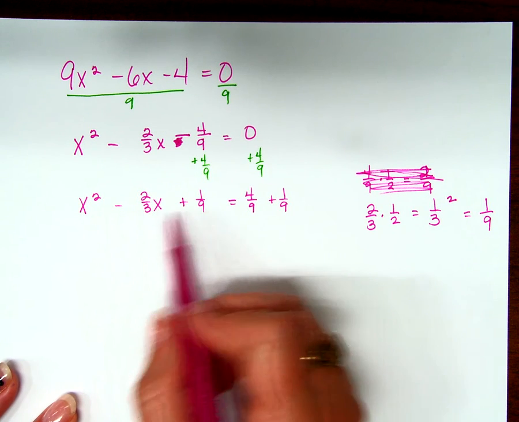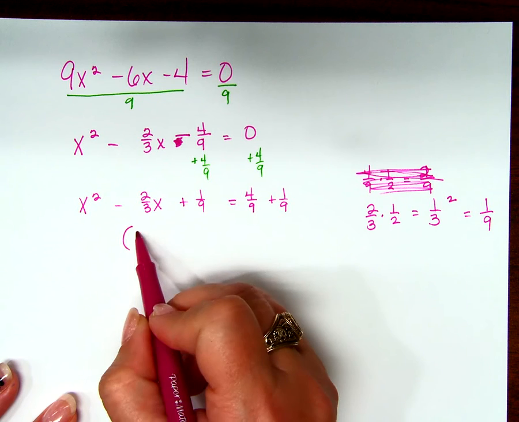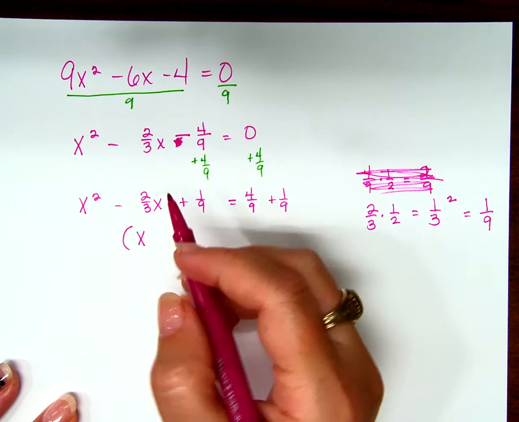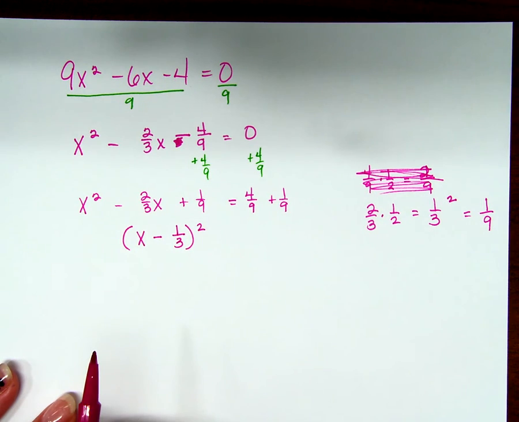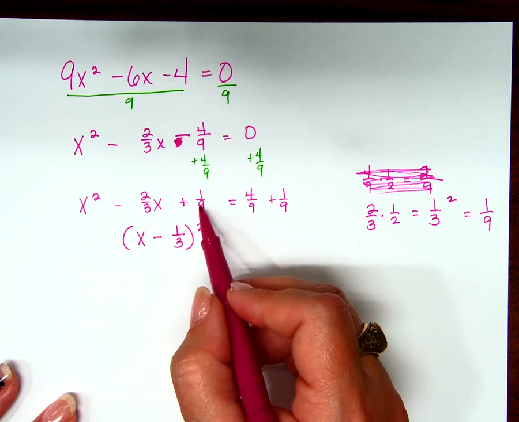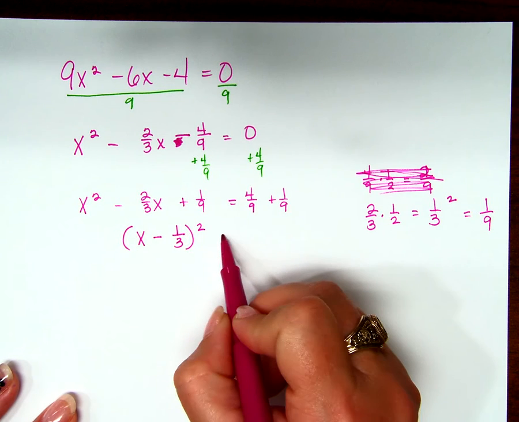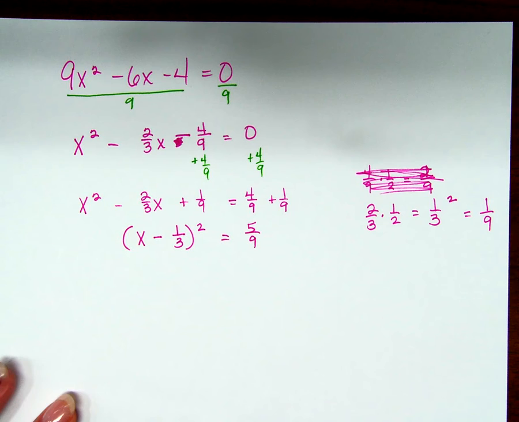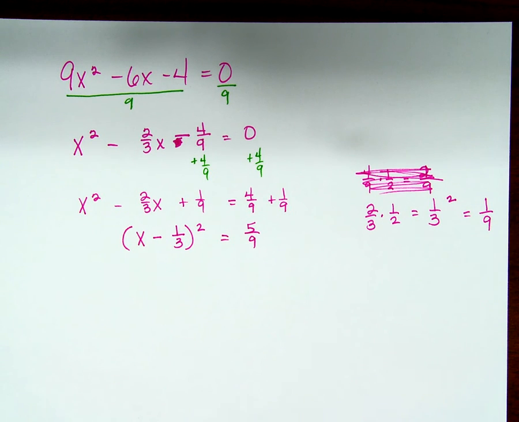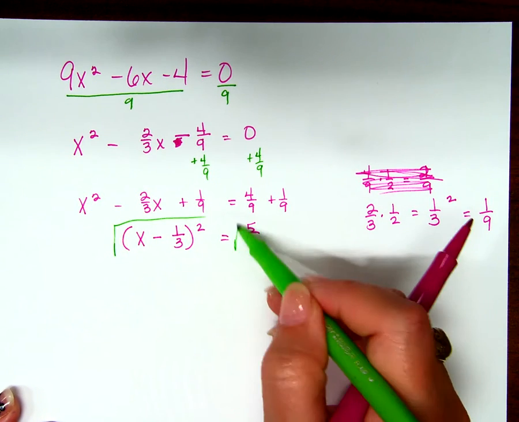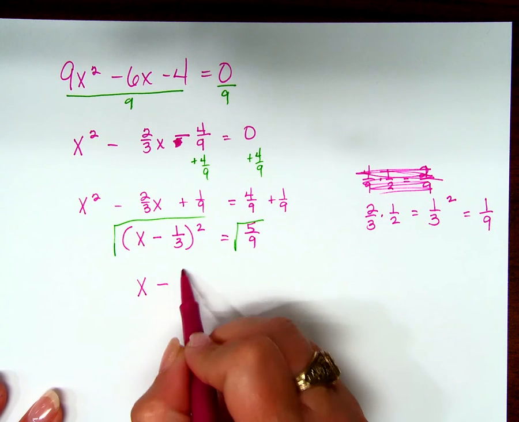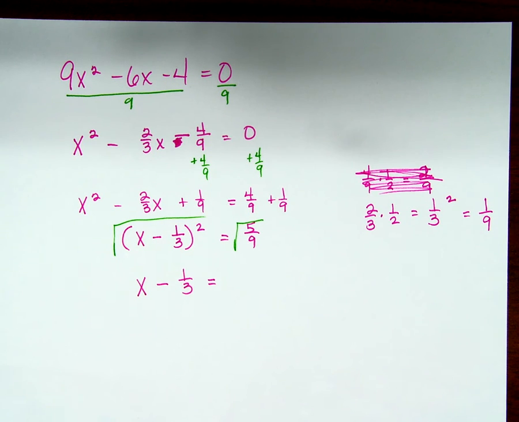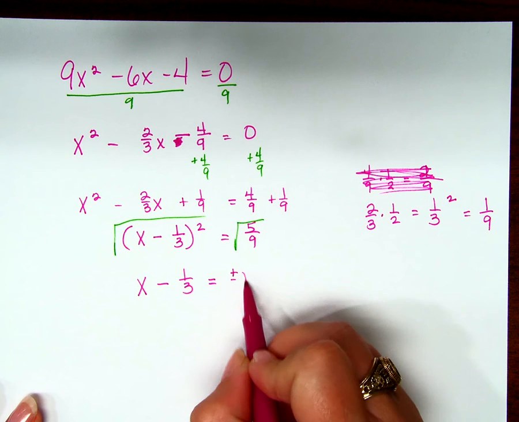Take the trinomial and make it into a binomial. What's the binomial? X minus 1/3. It's either half of this one or the square root of that one, remember? Equals 5/9. Square root. X minus 1/3 equals plus or minus the square root of 5/9.